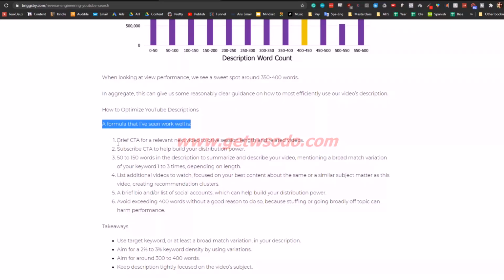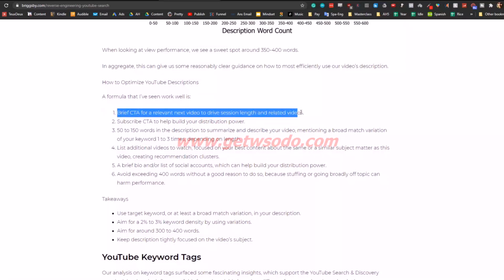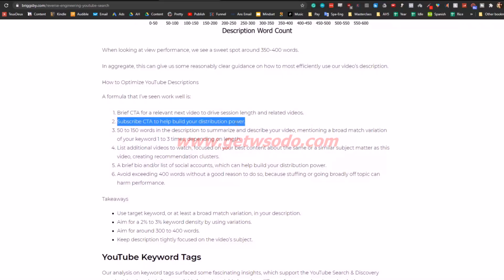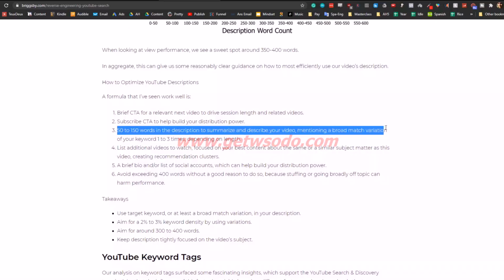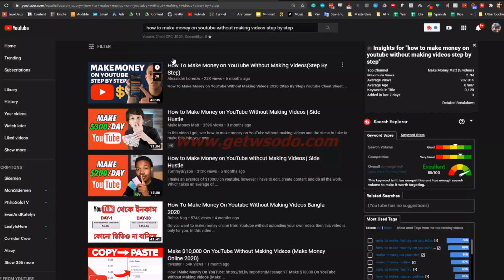So here's a formula that we've seen work well, is a brief call to action for a relevant next video to drive session length and related videos. So if you have a video that is about how to make money on YouTube, have more of your videos in the description of your video. Also have a subscribe call to action to build your distribution power, basically more subscribers, more reach, right? Now 50 to 100 words in the description to summarize and describe your video, mentioning a broad match variation of keywords 1 to 3 times depending on your length. So here we could have how to make money on YouTube without making videos step by step. We can have that one in there. And then we could have how to make money on YouTube in there.